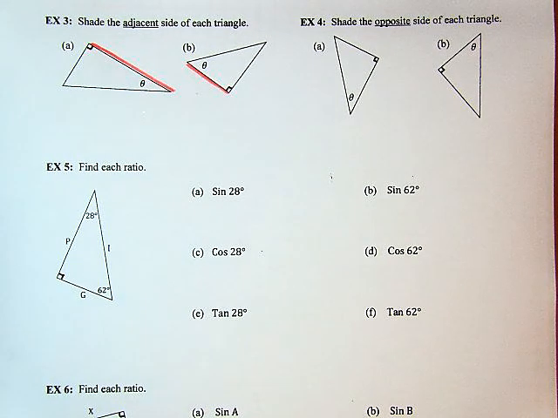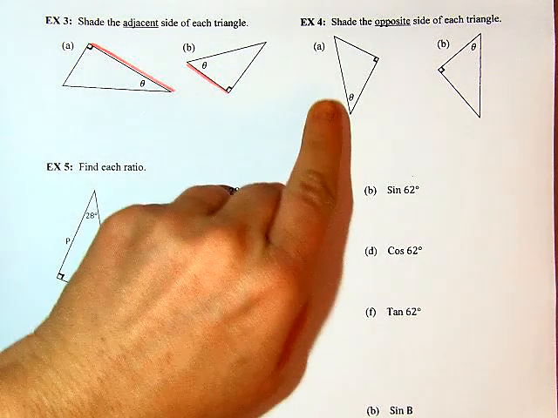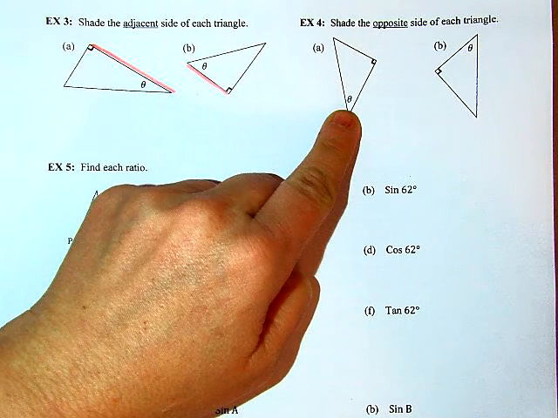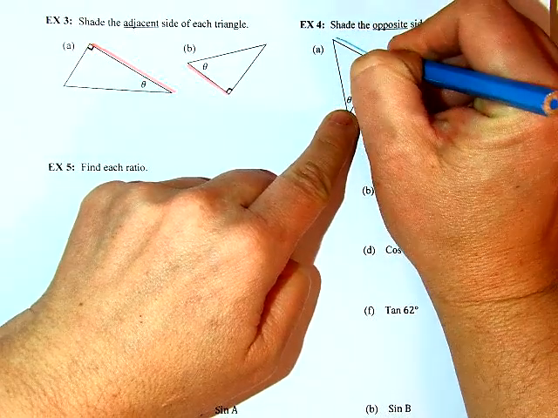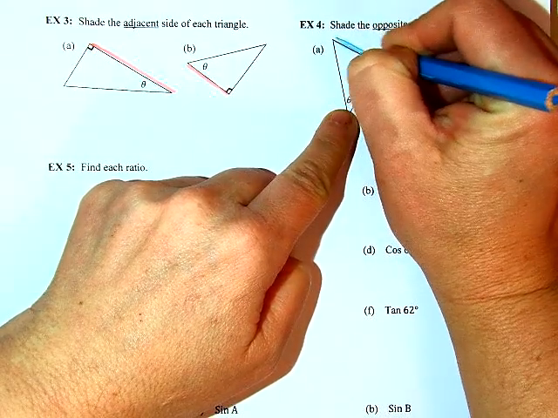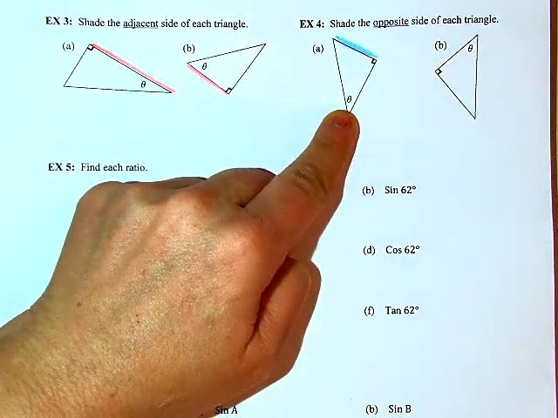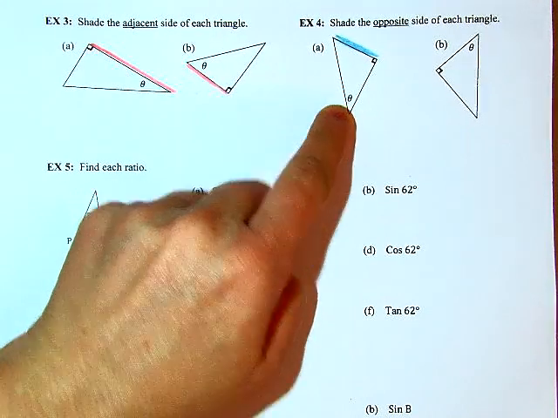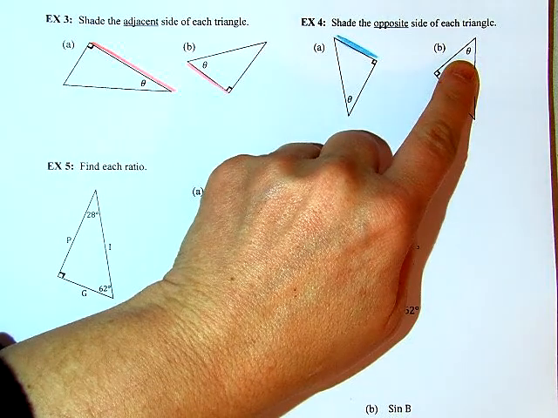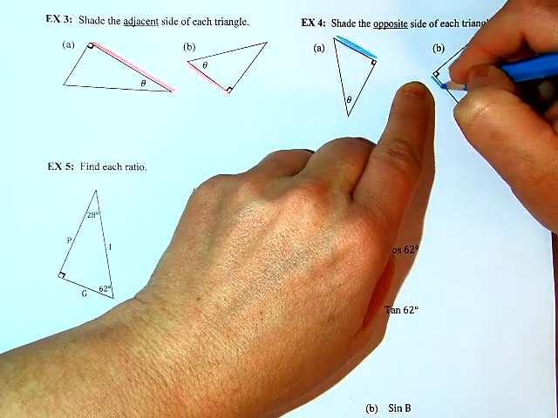All right, now shade the opposite side of each triangle. So if this is theta, that's my reference angle. This is the side opposite. Also, it's still a leg. It's one of the two perpendicular sides. And then over here, if this is my reference angle, theta, this is the side that's opposite right there.